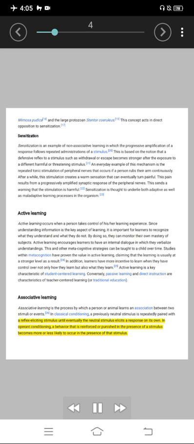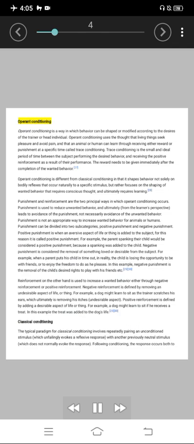Operant conditioning. Operant conditioning is a way in which behavior can be shaped or modified according to the desires of the trainer or head individual. Operant conditioning uses the thought that living things seek pleasure and avoid pain, and that an animal or human can learn through receiving either reward or punishment at a specific time, called trace conditioning. Trace conditioning is the small and ideal period of time between the subject performing the desired behavior and receiving the positive reinforcement as a result of their performance. The reward needs to be given immediately after the completion of the wanted behavior.